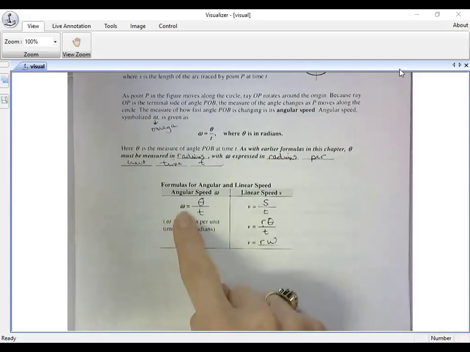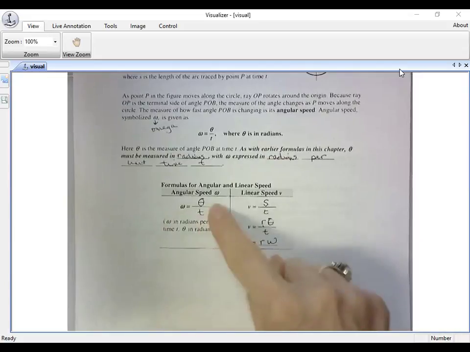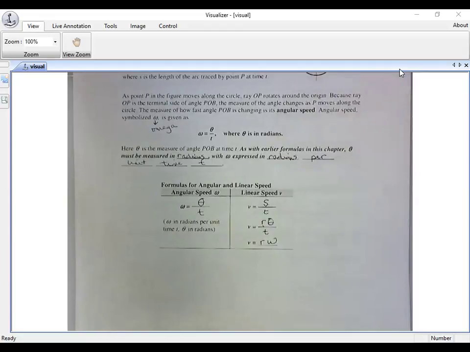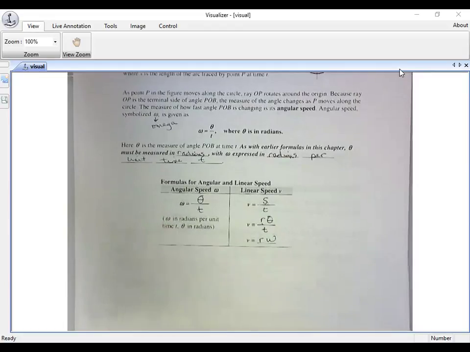So the omega, or the angular speed, is always whatever the angle measure is divided by time, because you're looking at how many radians per whatever it's moving, and we want to keep that unitless so that when we're working in formulas, we're not having to have degrees. So if they gave us degrees, we want to change it to radians before we turn it into angular speed.